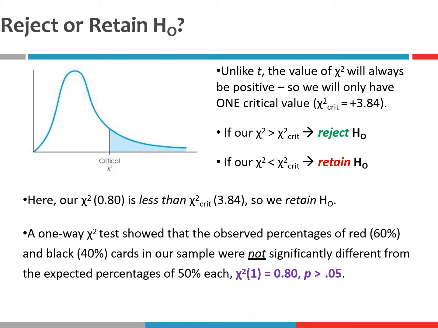And then we would include our chi-square notation, and we would put degrees of freedom in parentheses, report our obtained value, and indicate whether the observed p-value was greater or less than 0.05. If we reject or retain the null hypothesis, it means that our p-value is greater than 0.05 in the case of retaining it.